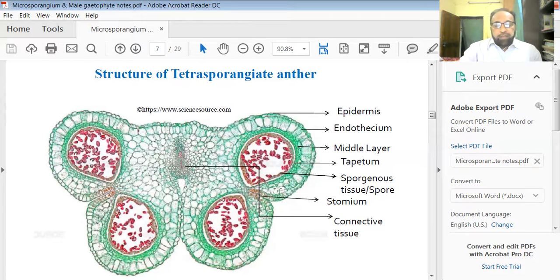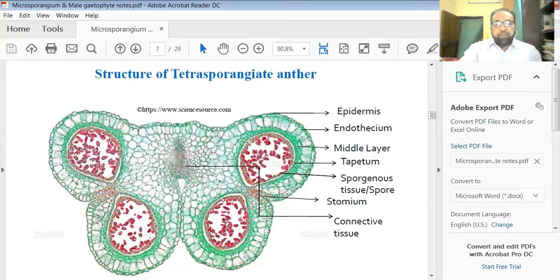Then towards the marginal side, a thin layer structure is present, and it is called the stomium. The tapetum is somewhat thick, but a delicate part is present towards the pollen sac, and the same is present towards the anther wall. Sorry, that is the stomium. The stomium is a thin layer structure.